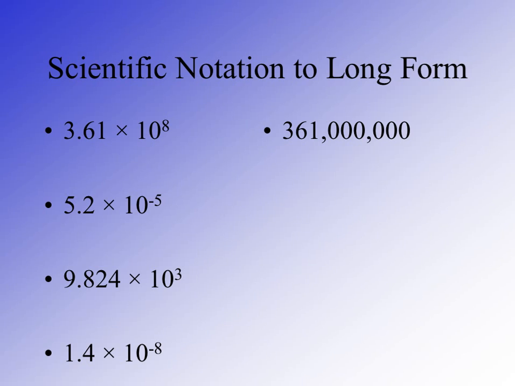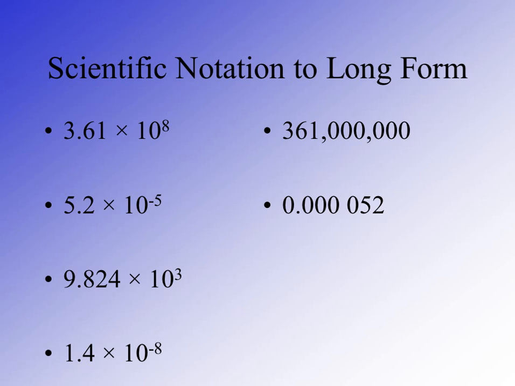This first example here, 5.2 times 10 to the negative 5th power. The negative is telling you that the decimal needs to move to the left, 5 places total. After you move it the first place, you're out of digits, so you're going to need to insert 4 zeros as placeholders, giving you a final answer of 0.000052.